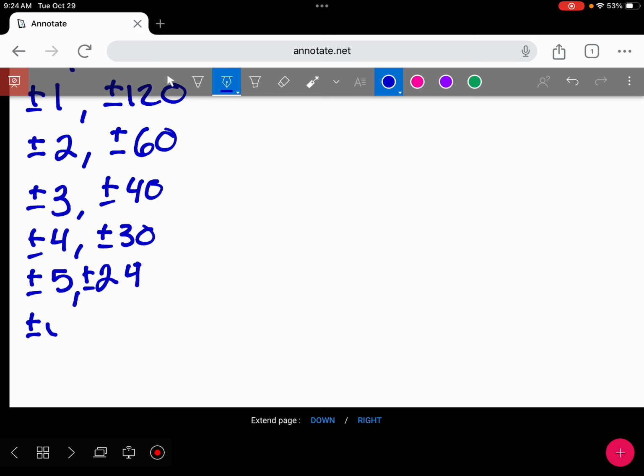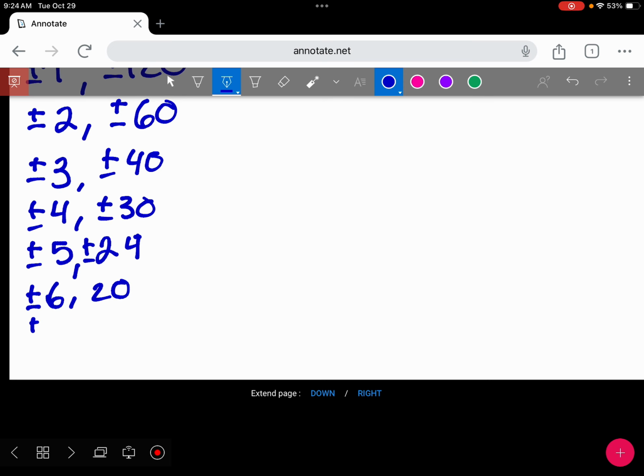Does it divide by 6? 6 and 20. They're getting closer together. What's our next one? There's one in between. 8 and 15. And then our last one, 10 and 12. So we have a lot of options here.